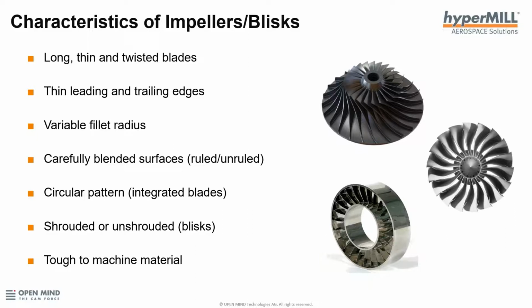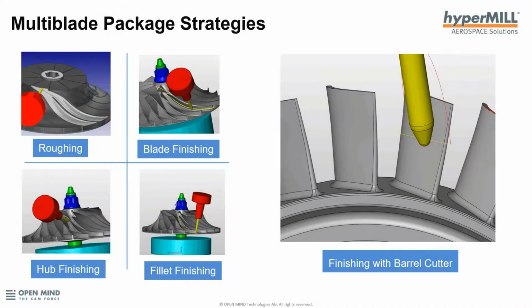And impellers and blisks can also be either shrouded or unshrouded. So based on it, you have to select the right strategies and the tools. And these components are, as we know, made up of a tough-to-machine material to withstand high stresses and temperature. So to make your life easy when it comes to programming for these so-called impellers and blisks, hyperMILL offers a multi-blade package. This is very specific for machining of impellers and blisks.